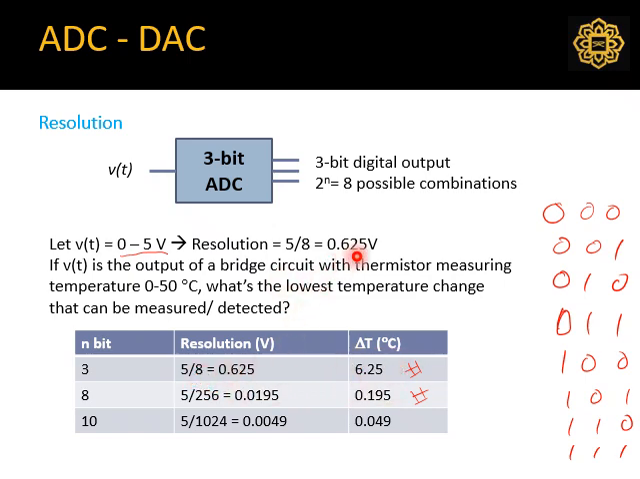5 by 8 is basically the resolution. The change of 10 degree per voltage will give you around 6.25 degree centigrade change. Now, if you increase the resolution, with 8-bit you can detect even 0.195 degree centigrade change. If you have 10-bit, then you can go for 0.049 degree centigrade change. So you can see if you increase the resolution of your ADC circuit, you can measure finer change in the actual variable of your sensor. It can be temperature, pressure, force, or anything like that.